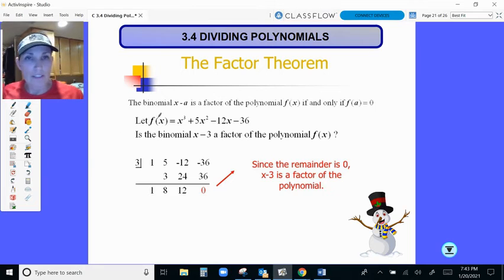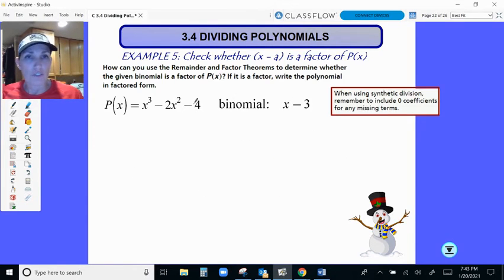So the factor theorem just basically says that the binomial x minus a is a factor of the polynomial if and only if f of a equals 0. In other words, if my remainder is 0. Okay, so that's what we always want, is my remainder to be 0. So we're going to check and see if these are actually factors. So how can you use the factor theorem to determine if a given polynomial is a factor? So we want to see if x minus 3 here is a factor.